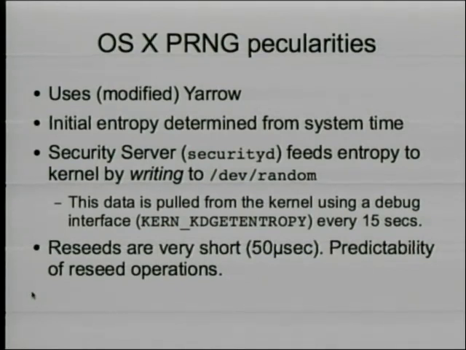It just gets the entropy from the system time. And how they do this is kind of backwards, because they have a security server, that's what it's called, running in the user space, which feeds entropy to the kernel by writing to dev random. Now, this security server, in turn, gets this entropy from where? Oh, the kernel. And they do that through a debug interface, which is, I think, kind of funny. They do that every 15 seconds.